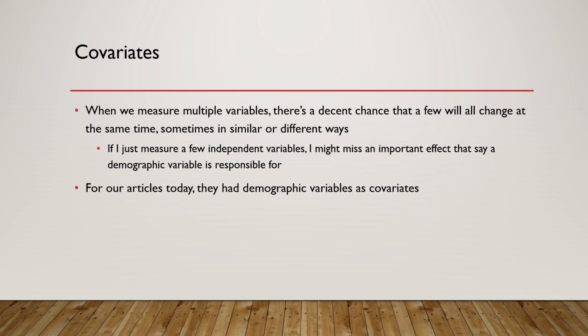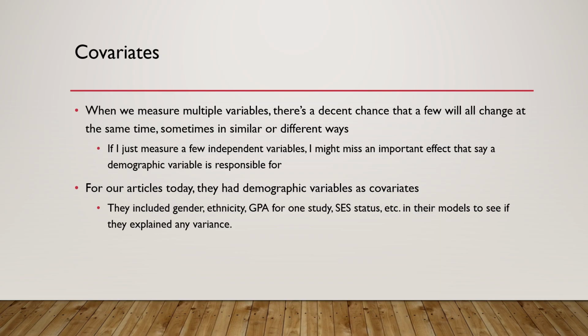So for our articles today, both of them had demographic variables as covariates. Essentially, that just means they're using demographic variables almost as filters to see how the data changes based on which group you fall in for the demographic variable. So for both of them, they were looking at gender. They also included ethnicity. One of them used GPA, and both of them also had socioeconomic status.